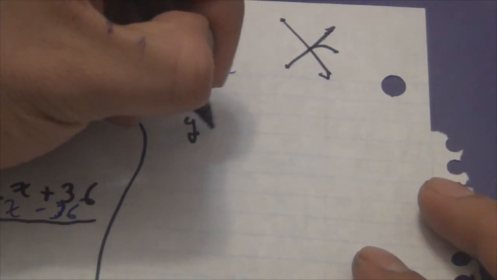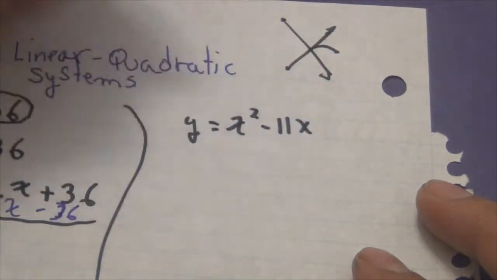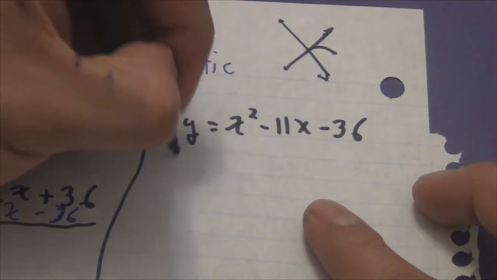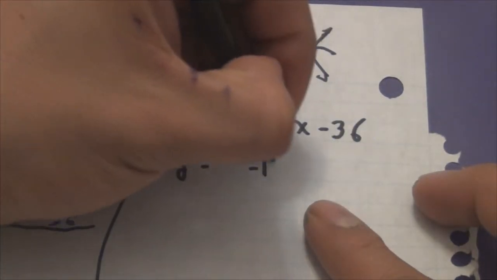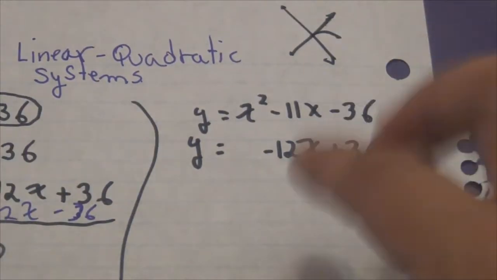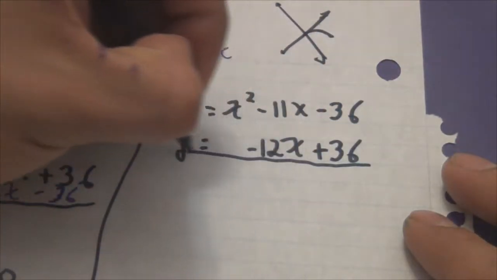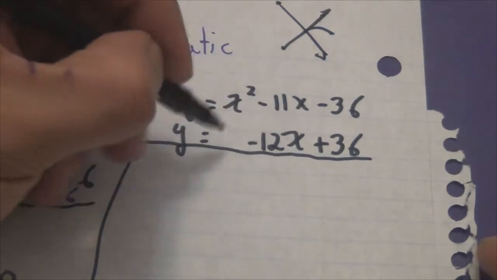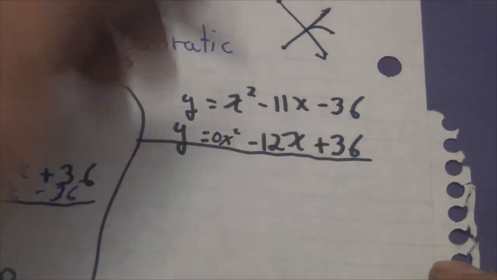So you get y equals x squared minus 11x minus 36. And the other one is y equals -12x plus 36. Notice how I lined up the like terms. I really don't want to confuse you this time. And now, is there a square term here? No, it's 0x squared. Got it? There's nothing there. So that's why I didn't write it.